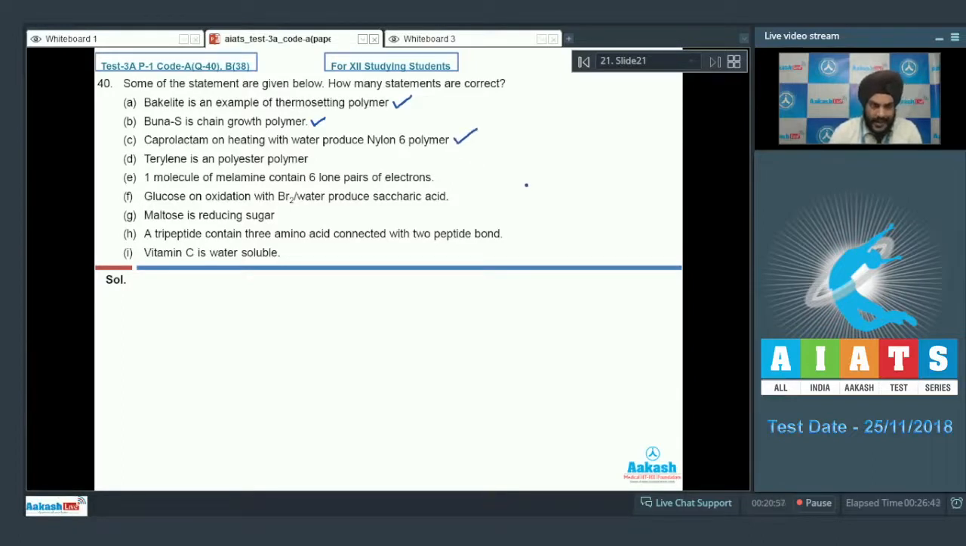Let us look at option D now. Terylene is a polyester polymer. This statement is correct. Terylene or dacron is formed by the polymerization of terephthalic acid and ethylene glycol. So this is also correct. Let's look at statement E now. One molecule of melamine contains 6 lone pairs of electrons. We can look at the structure of melamine. Melamine contains alternating carbon and nitrogen atoms in a ring. And each carbon has an NH2 group attached. So if we count the number of lone pairs present, each nitrogen on this molecule has 1 lone pair each. So it contains 6 lone pairs of electrons. This is correct.